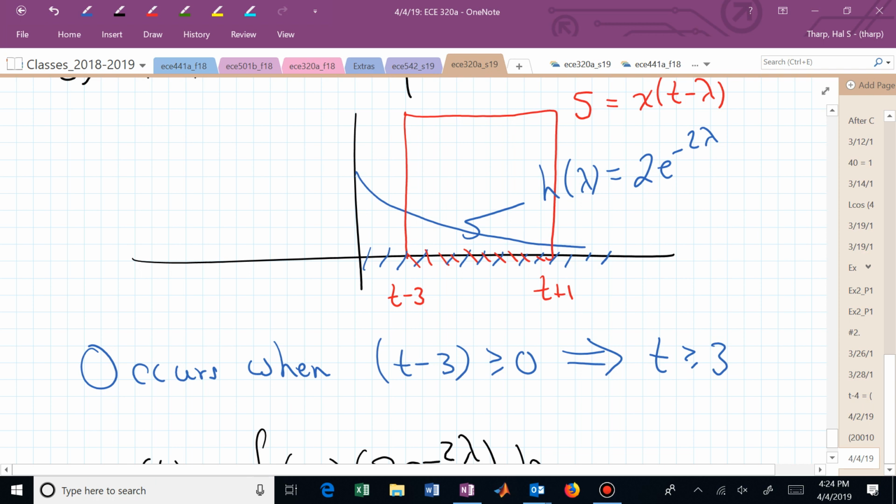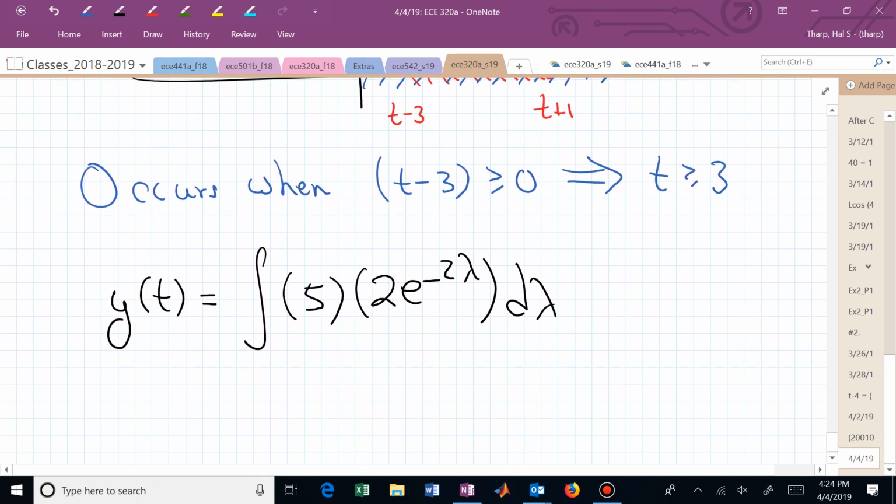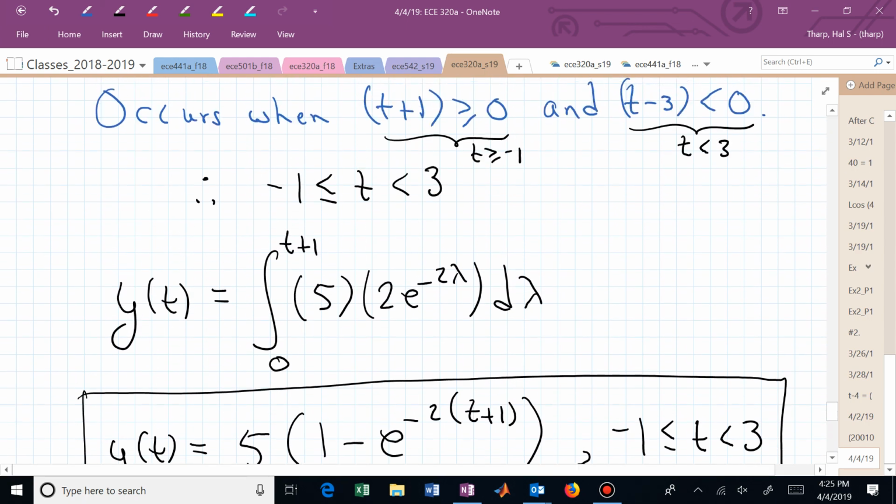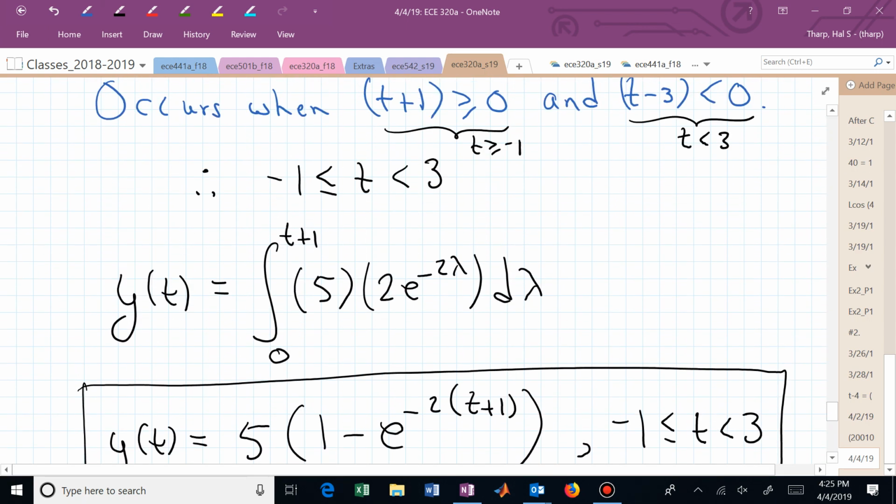Between these two limits. The lower limit is t minus 3, the upper limit is t plus 1. That's our limits on our integral for y of t. We now go from t minus 3 to t plus 1. And when you're doing this, do you see that the integral here in this total overlap, evaluating that is exactly the same as evaluating this integral. It's just we have to evaluate it at two different upper and lower limits.